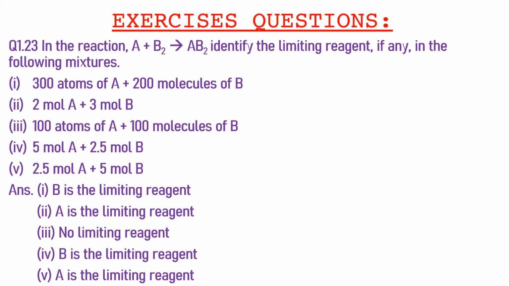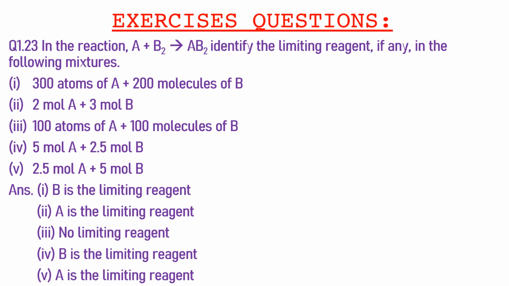Similarly, for the second one, 2 moles of A plus 3 moles of B. According again to the given reaction, 1 mole of A reacts with 1 mole of B. So 2 moles of A will react only with 2 moles of B, and 1 mole of B will remain unreacted. So here A is the limiting reagent, and the excess reagent will be B.